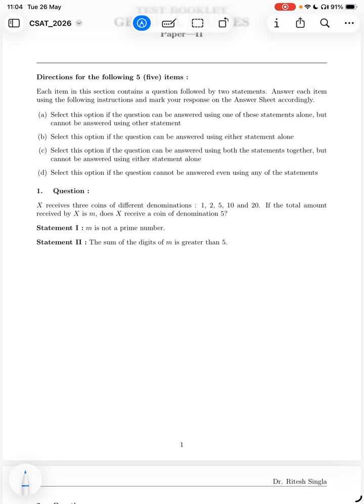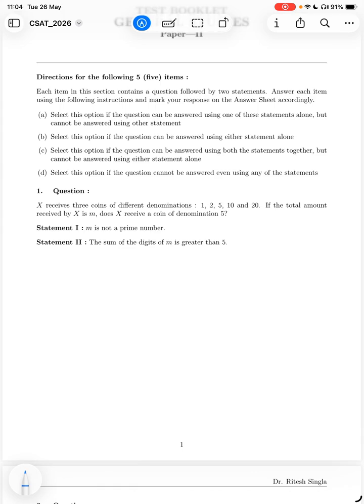I will try to provide the best solution to these problems, the way to tackle them, and a very simple solution. The paper we are discussing is Set A, so you can refer to your set for any specific question. So let us start with the first five questions of Set A.